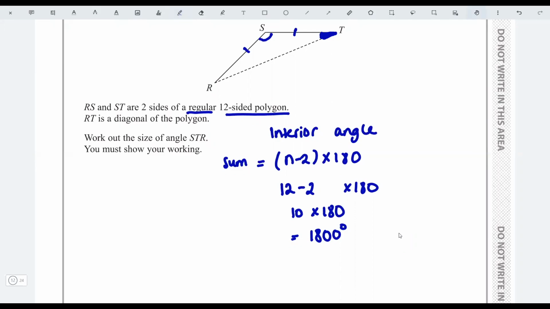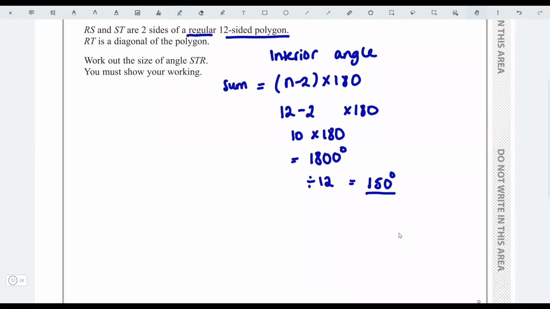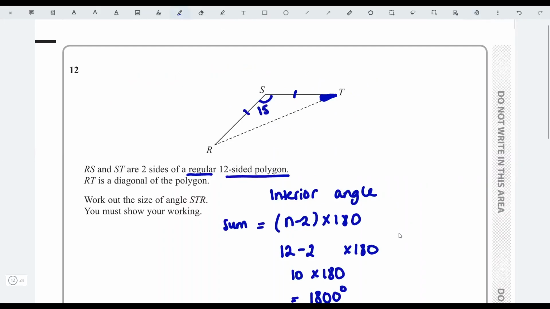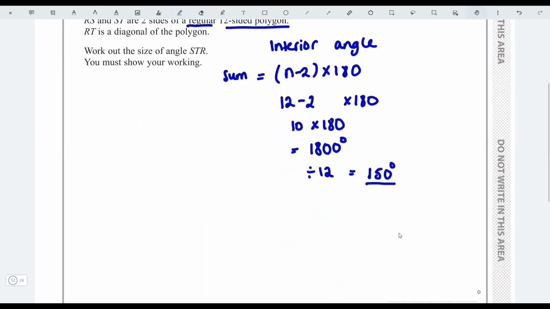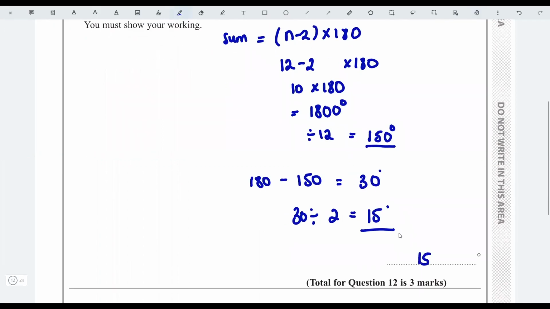We've got 12 angles, so I'm going to divide that by 12, and I end up with 150 degrees. So that angle there is 150. I can now work out the rest because I've got an isosceles triangle. So I've got 180 take away 150, which is 30 degrees, but those two angles are the same. So 30 divided by 2 is 15. And there we are. That angle there is 15 degrees.